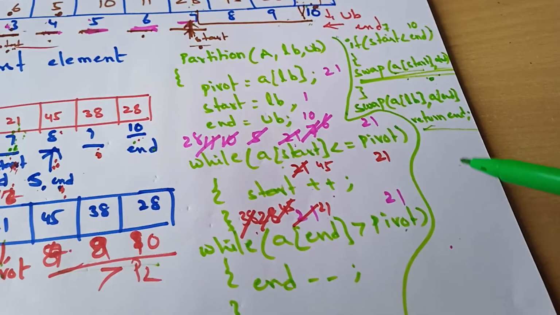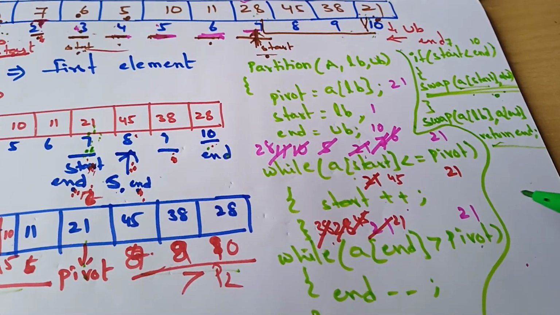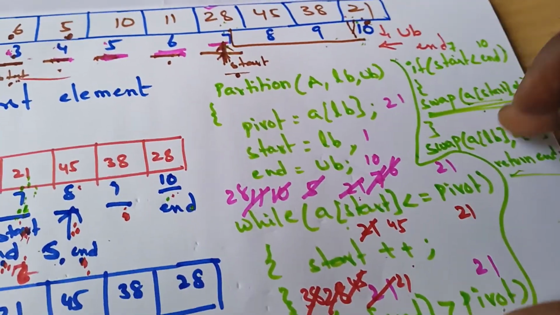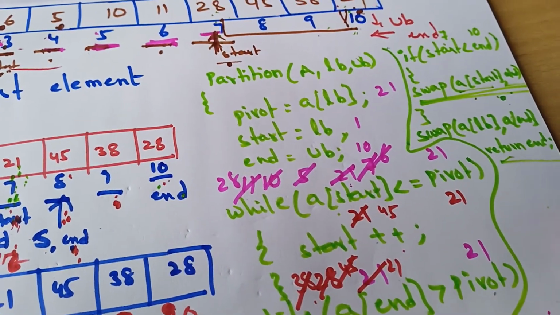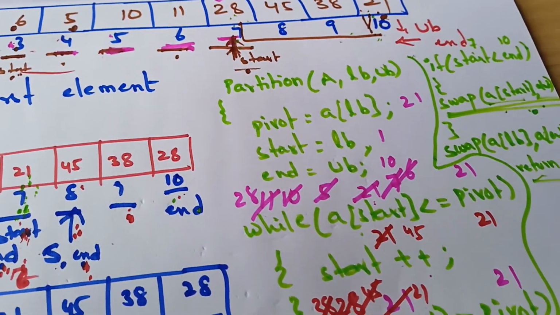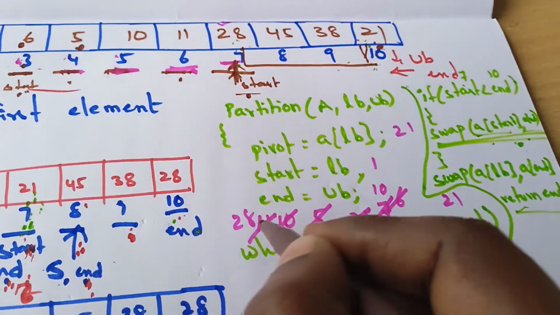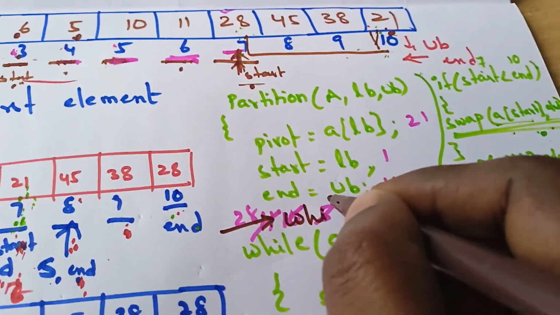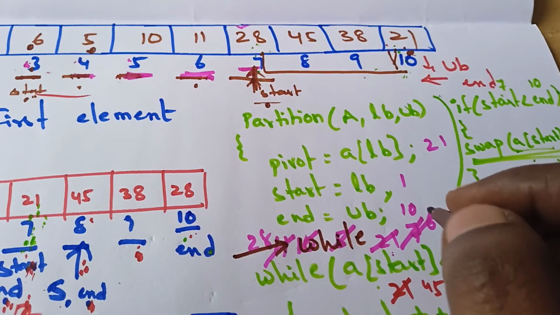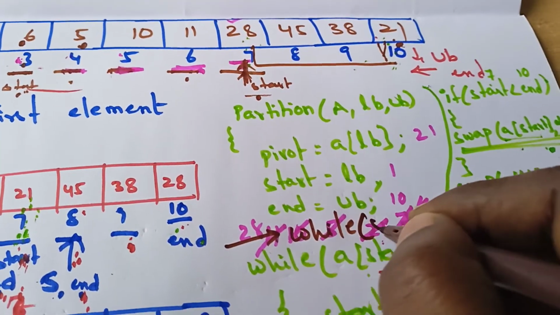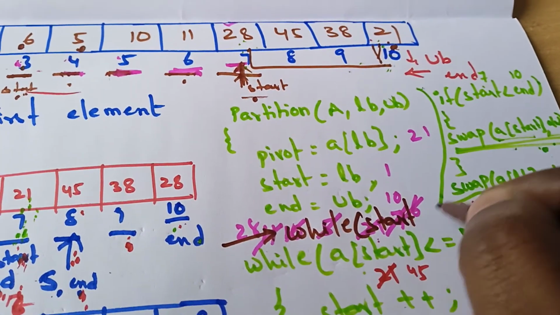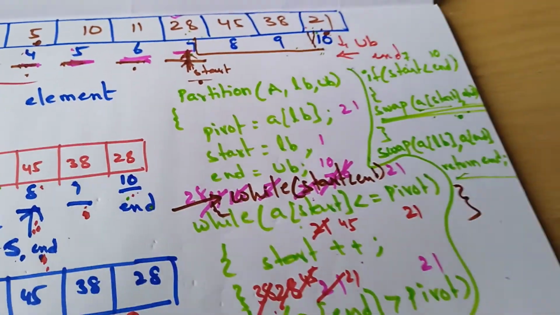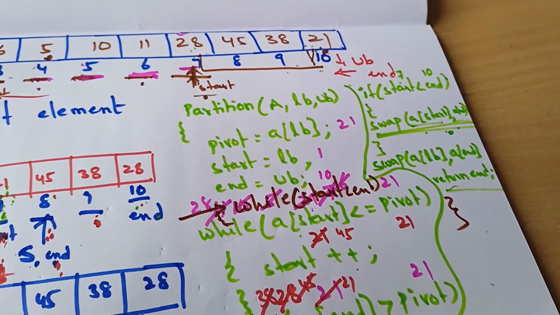So this condition has to be repeated. I mean, we have to write a counter loop, right? From where we have to stop, that we have to write, no? So that counter loop is this. Here you have to write a counter loop: while start less than end. That's it. While start less than end.